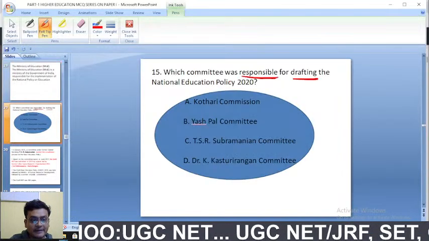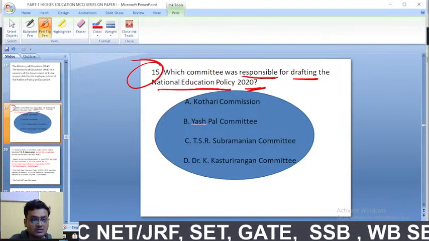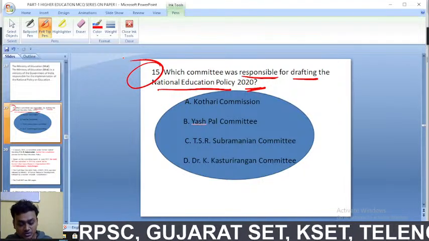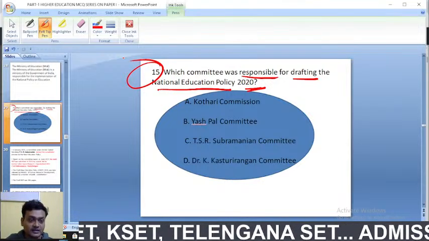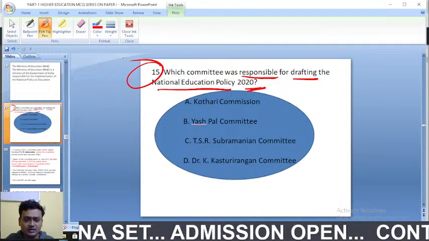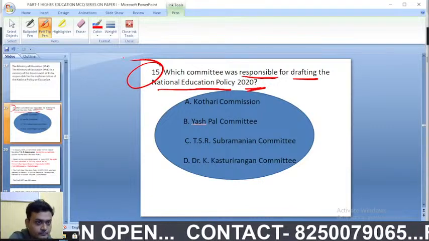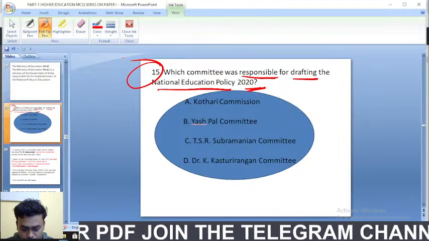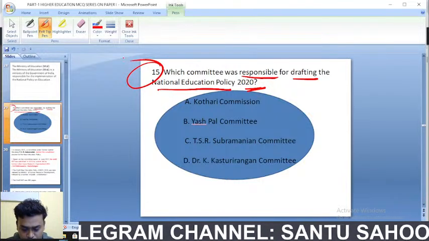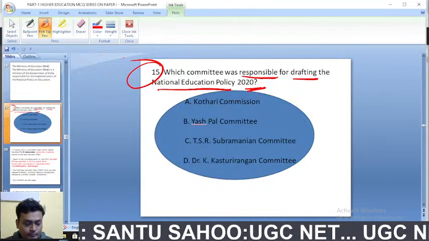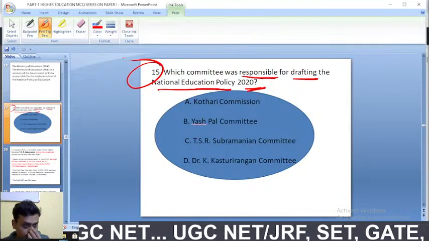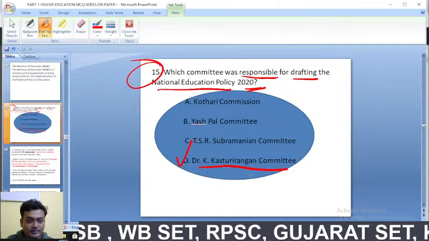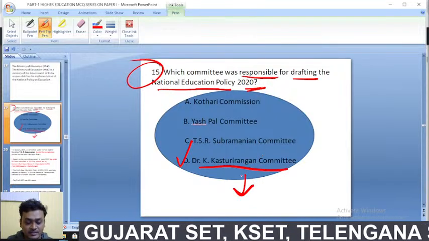Which committee was responsible for drafting the National Education Policy 2020? Kothari Commission, Jaswal Committee, TSR Subramaniam Committee, and Dr. K. Kasturi Ranjan Committee. It's Dr. Kasturi Ranjan Committee. It started with Subramaniam, then it was the Dr. Kasturi Ranjan Committee. D is the right answer.